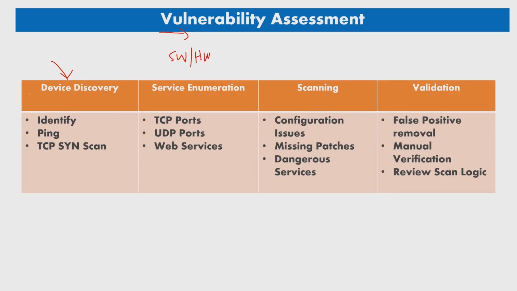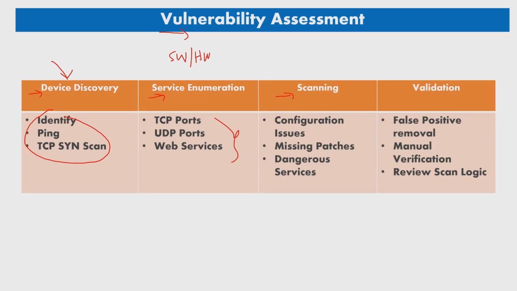The first part is device discovery. Various methods are used to identify the servers, appliances, and other network devices during this phase. Next is service enumeration. Here, a vulnerability scanner tool identifies the ports and services available on each discovered system, such as email and web servers.